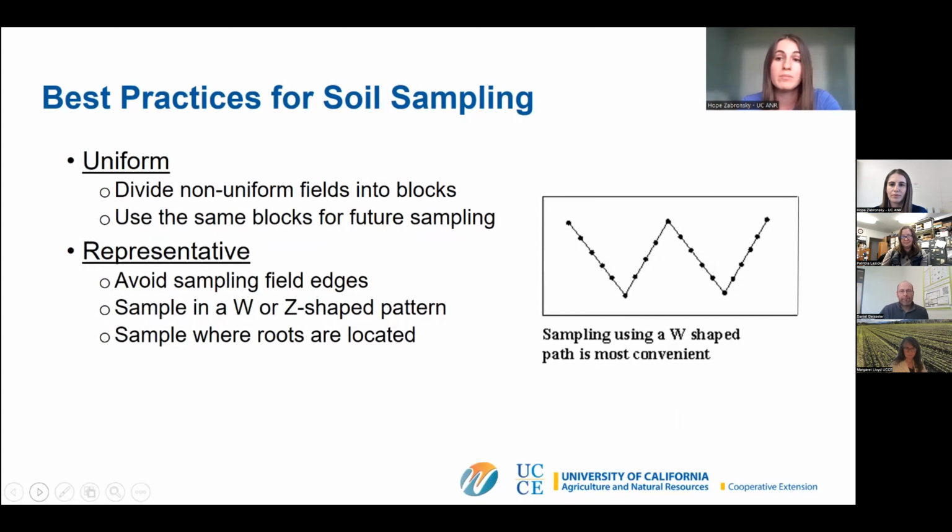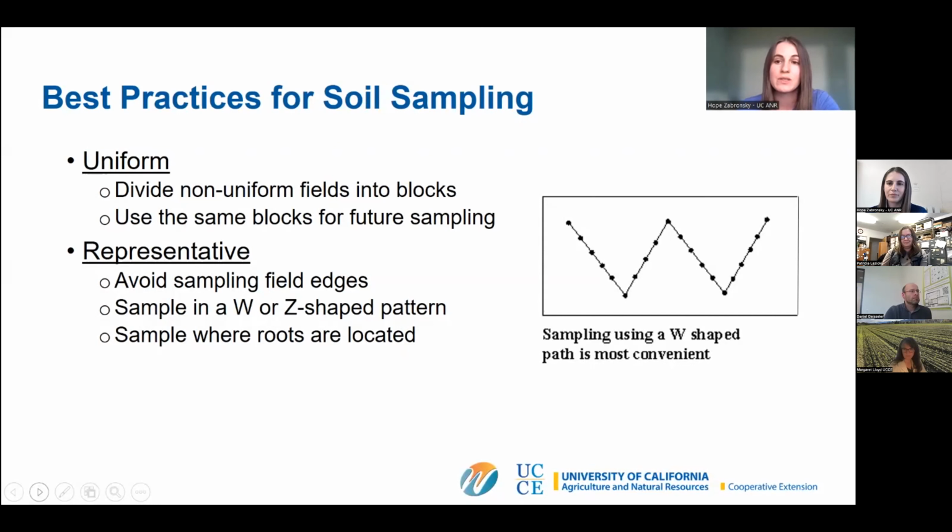So one way to do this is to avoid sampling any field edges, as well as any wet or low spots. And then we recommend sampling in a W or a Z pattern, as you can kind of see from this image, essentially by walking in a zigzag pattern across the entire field, or in a diagonal line across your sampling area. And then it's also recommended to sample where your roots are.